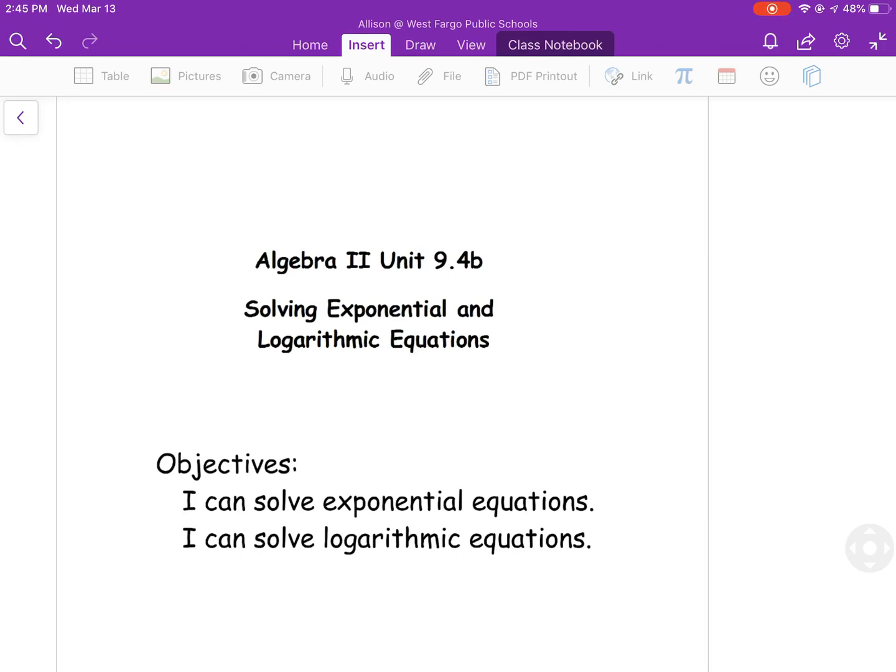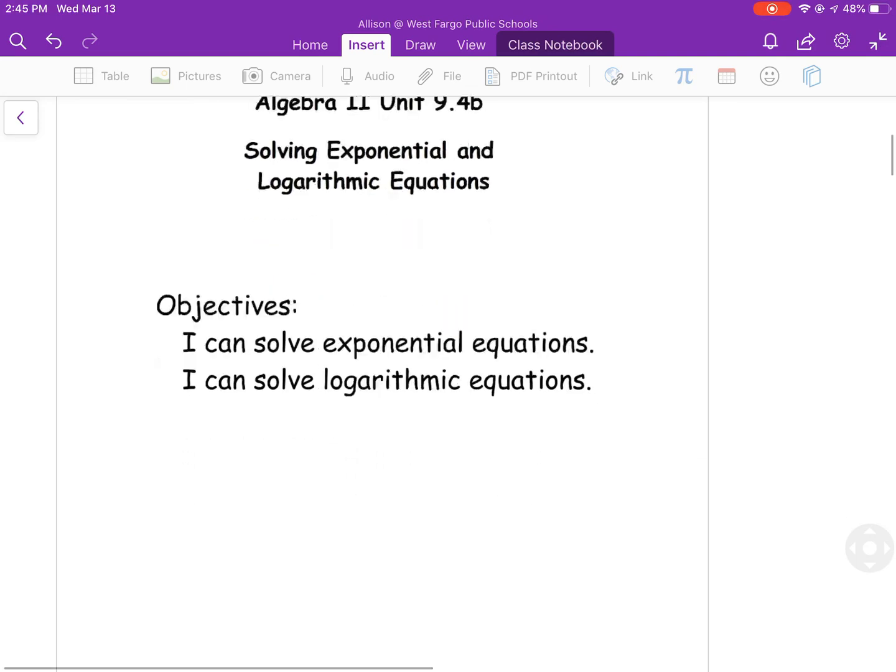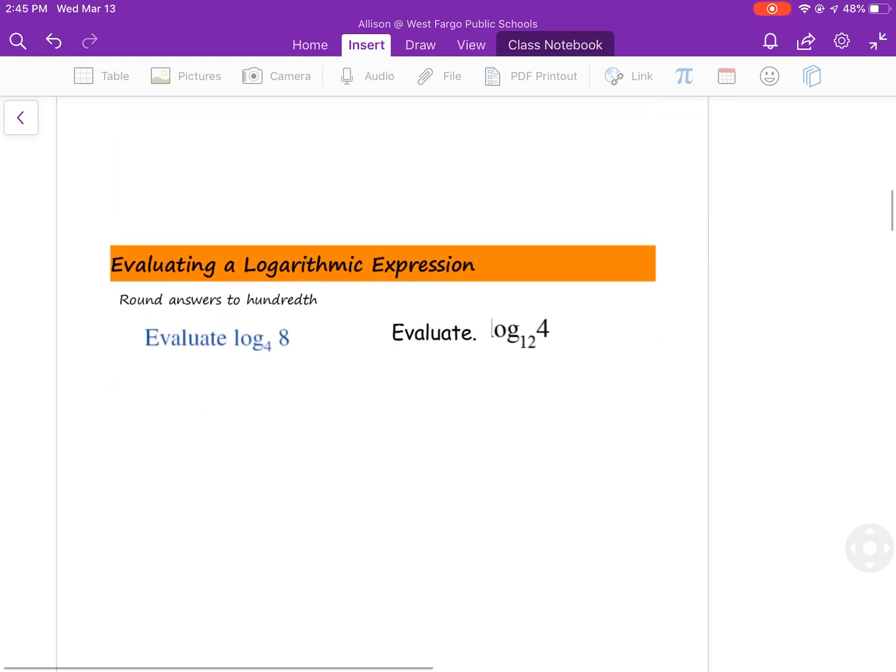Okay, this is day 2 of solving exponential and log functions. So I'm going to try to keep this one a little shorter and maybe skip around a few examples.